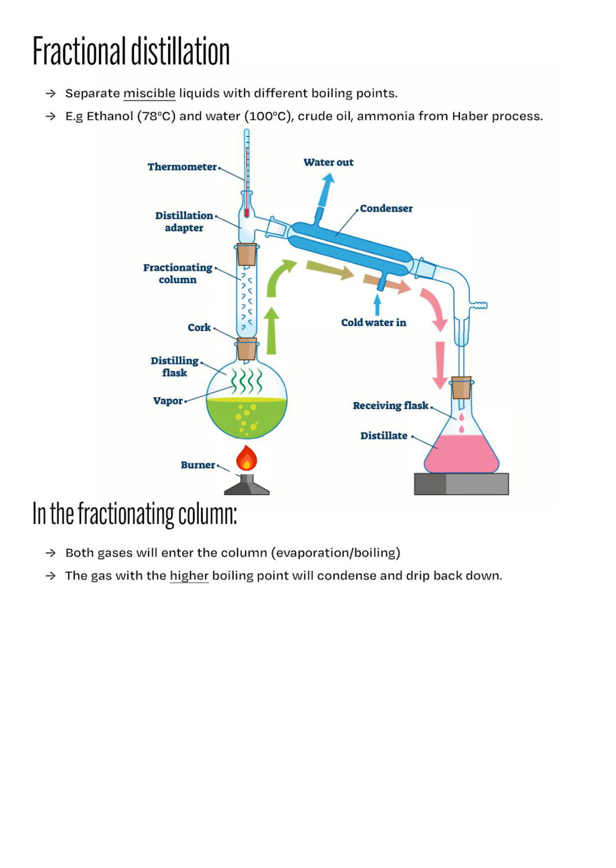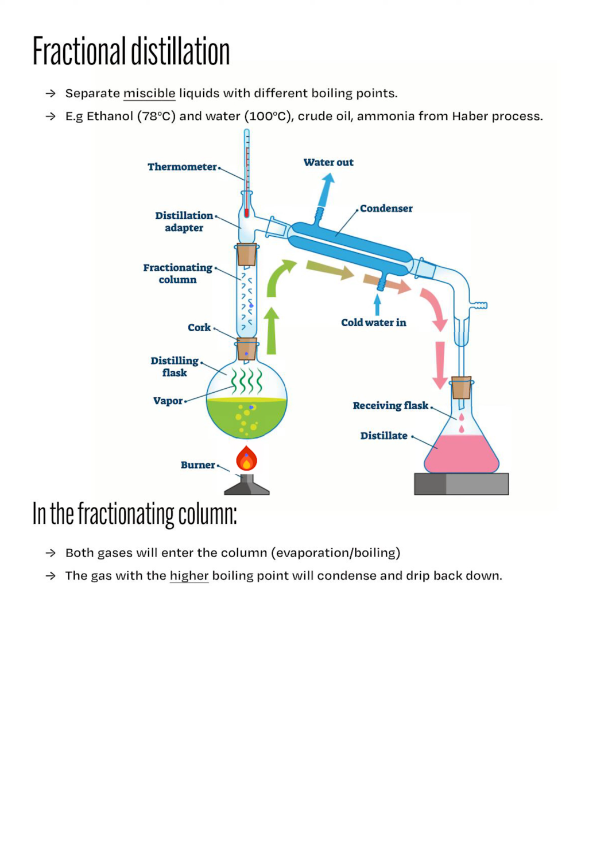Let's begin. The main difference in the setup between fractional and simple distillation is the addition of the fractionating column. The column is filled with small glass spheres to provide a large surface area for the gas with the higher boiling point to condense. At the same time, this allows the gas with the lower boiling point to remain in gaseous form, pass through the fractionating column and enter the condenser. As a result, the fractionating column allows the gases to be separated based on their boiling points.